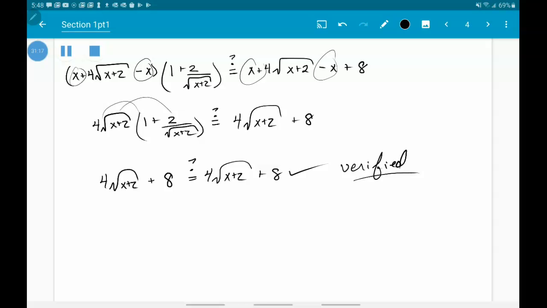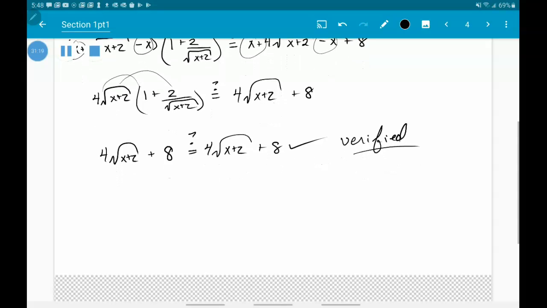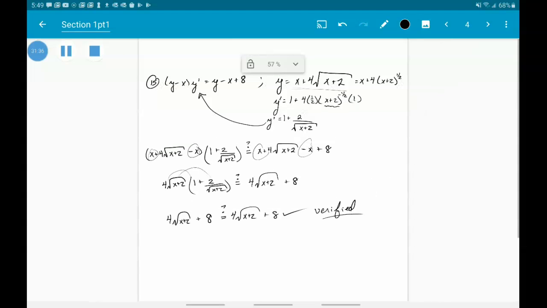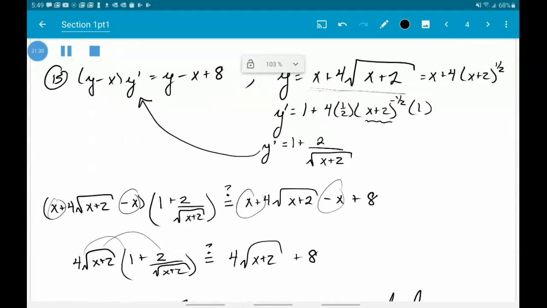So now let's talk domain. I like to think about domain as the place where this is defined for not only the differential equation, but for the solution. Now we know that this solution, I'm going to go back up here, has some issues, right? Because of that square root.